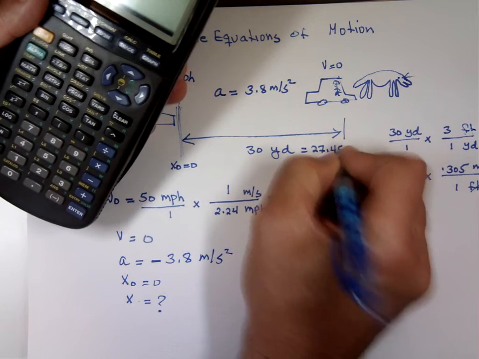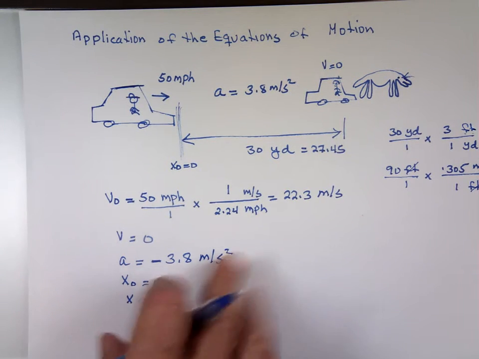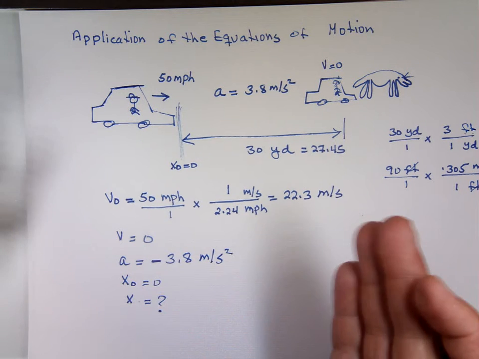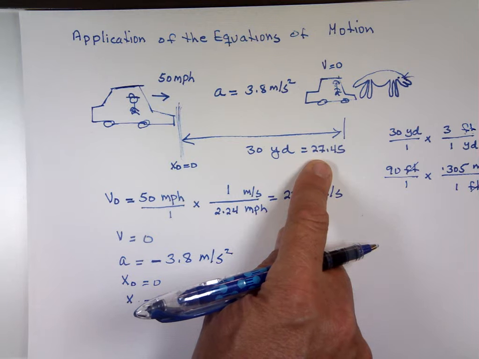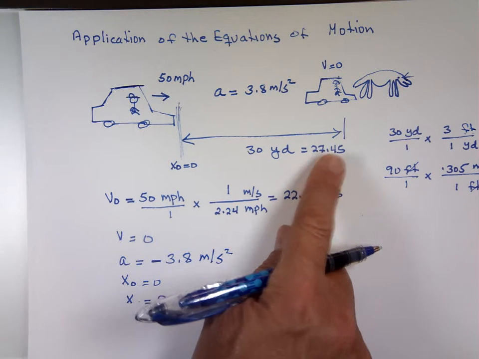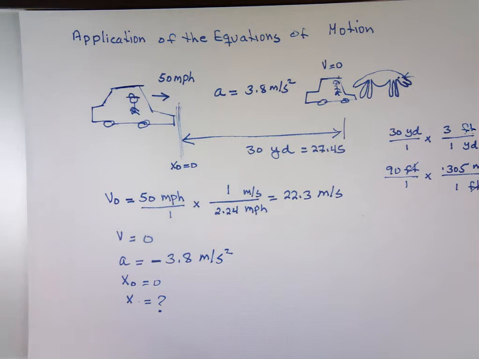So when I find how long it takes the car to stop, distance-wise, because how long could mean time, but distance, if that distance is less than 27.45 meters, the deer is safe. If it's more than 27.45, we hit it.